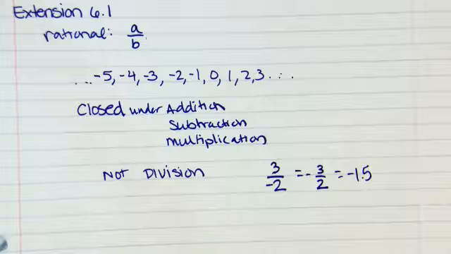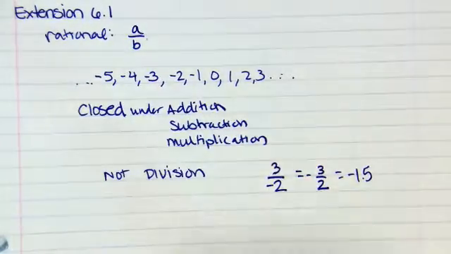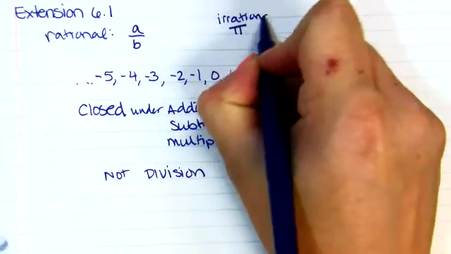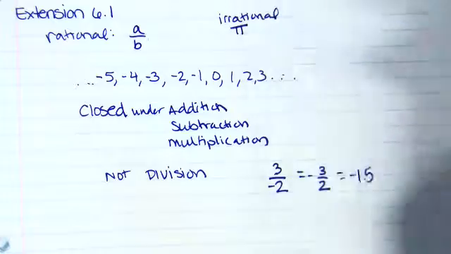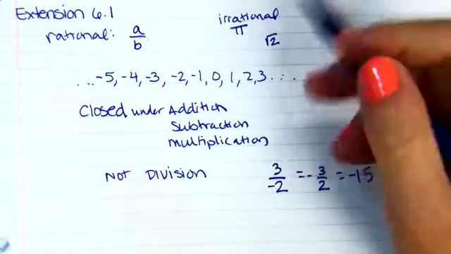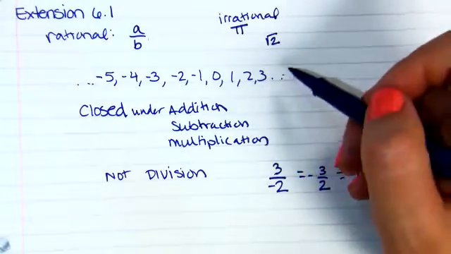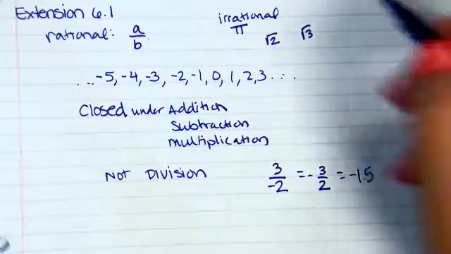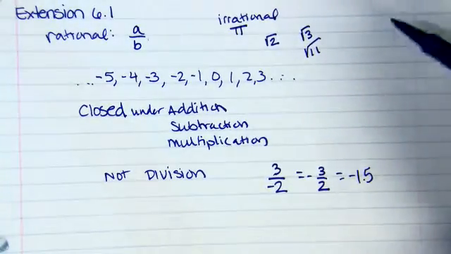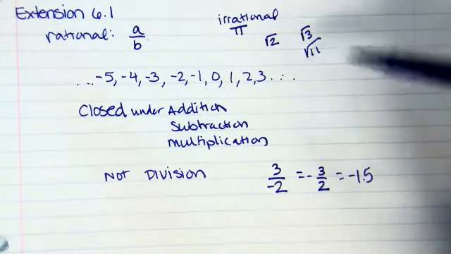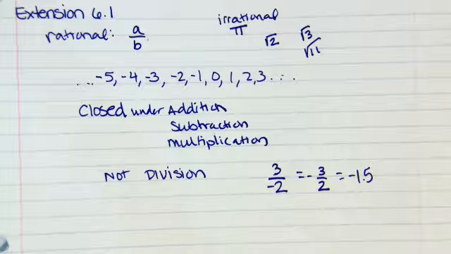So what you're going to be doing is looking at a couple of operations with rational numbers and irrational numbers. Remember, rational means it can be written as a fraction. Some examples of irrational numbers would be pi. Another example would be the square root of 2. No whole number squared gives me 2. So the square root of 2 is irrational. The square root of 3 is irrational. The square root of 11 is irrational. All of these square roots that don't have perfect squares are going to be considered irrational numbers.